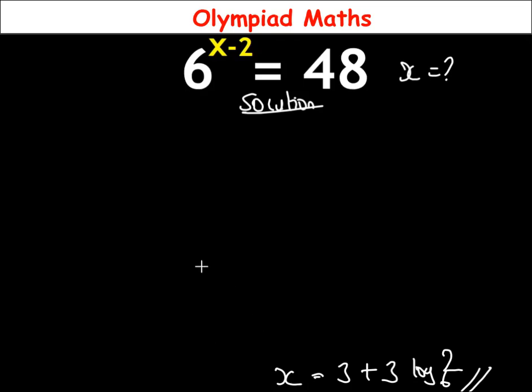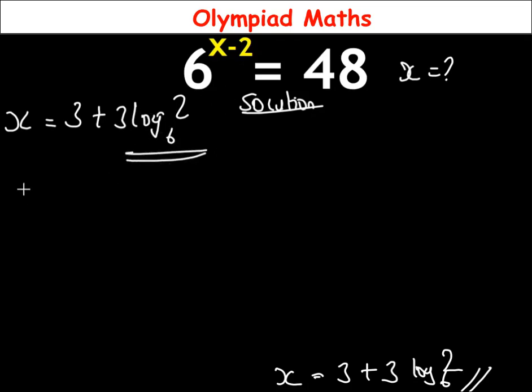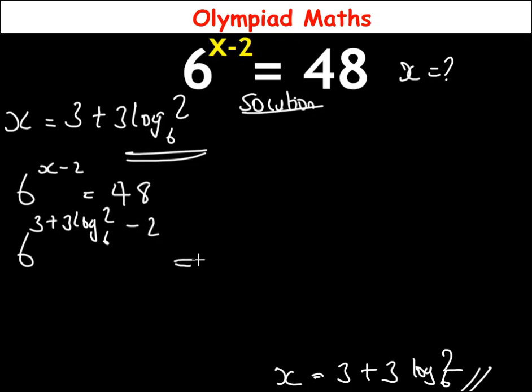The value of x that we got is x is equal to 3 plus 3 logarithm of 2 base 6. Now inputting this into the equation, 6 to the power of x minus 2 is equal to 48. So we have 6 to the power of x, where the x value is this: 3 plus 3 logarithm of 2 base 6, then power minus 2 is equal to 48. Now at this junction, 3 minus 2 is 1. So you have 6 to the power of 1 plus 3 logarithm of 2 base 6.